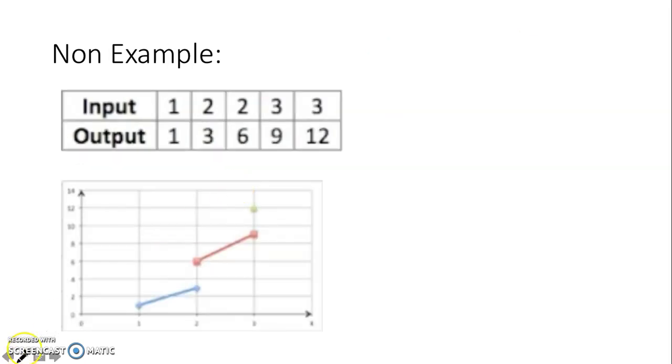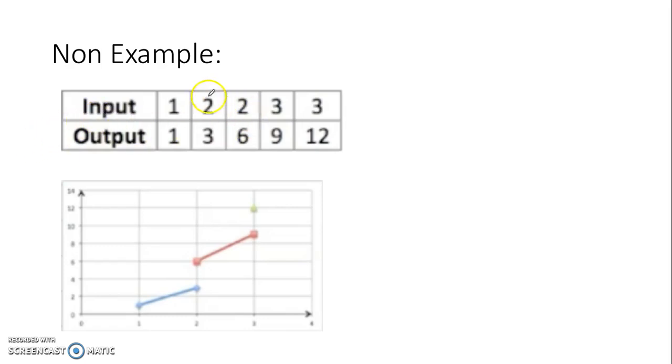All right, so this is our non-example. We have an input of 1, and we get an output of 1. An input of 2, and an output of 3. Input of 2, and output of 6. Input of 3, and output of 9. An input of 3, and output of 12. Now the definition says a function is a relationship that assigns exactly one output value to each input. This is where we run into some issues with this non-example, and this is why it's not a function.